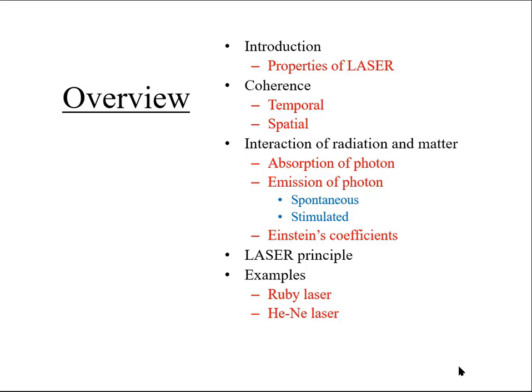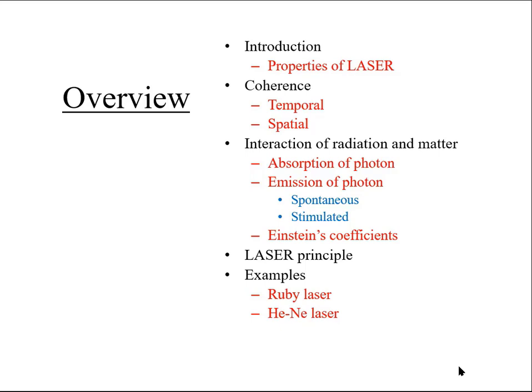Hello. In previous lectures, you have learnt about properties of laser, different types of interactions between radiation and matter, including stimulated emission, which is the basis of laser. Other essential phenomena other than stimulated emission of photon like population inversion, pumping, and the requirement of metastable state were also being discussed. In this lecture, we shall discuss two examples of laser, namely ruby laser and helium neon laser.